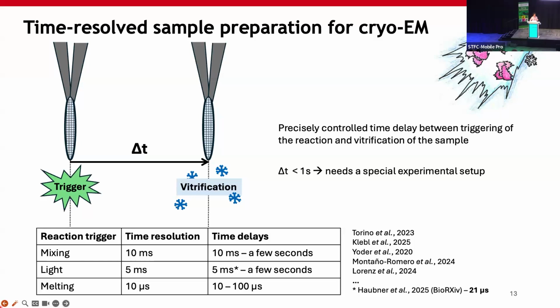And there are a lot of these that have been published over the last years. And usually you can classify them depending on what the trigger is, which is either a chemical trigger, which is mixing with another reagent or another protein, something like that. Illumination, which can be used to start reactions of photosensitive samples, but also to use caged compounds like caged protons, caged ATP, or something like that. And there's also a special technique, which is the melting and revitrification developed at EPFL. And this allows going to shorter time delays.